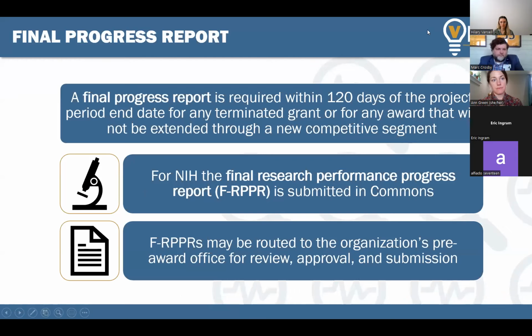So the progress report, this is a scientific report. It would typically be required at the same time as the financial report, 120 days from the termination of the grant or the award.